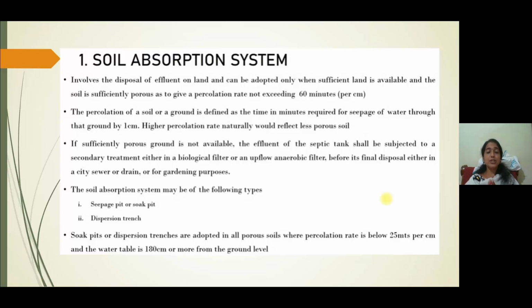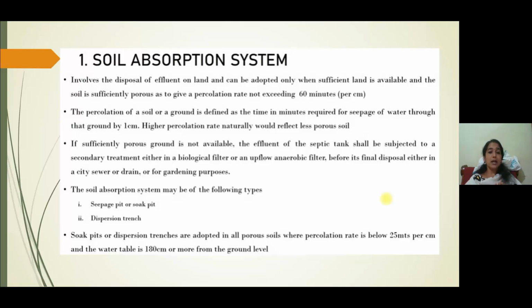That is, if the percolation rate is not exceeding 60 minutes per centimeter, then we can use this soil absorption system. The percolation rate of soil or a ground is defined as the time in minutes required for the seepage of water through that ground by 1 centimeter. If the soil percolation rate is high, it means that the soil is less porous. This system can be accepted or designed for such a soil which has a high porosity. That is, the absorption capacity should be more.